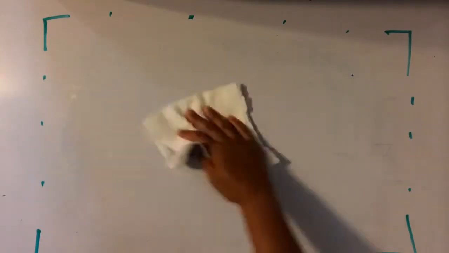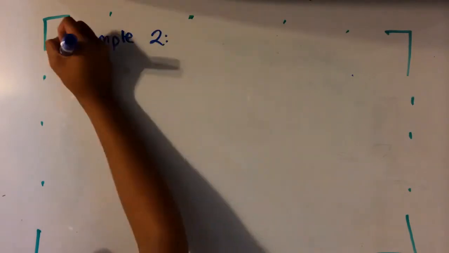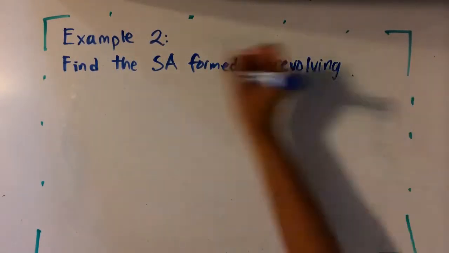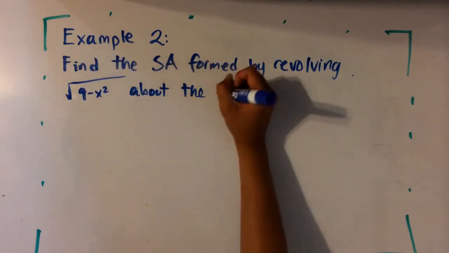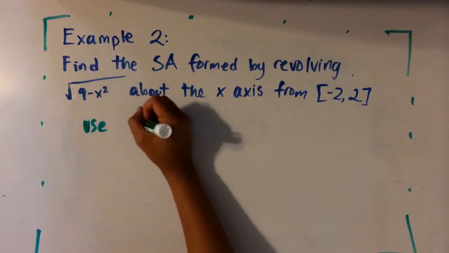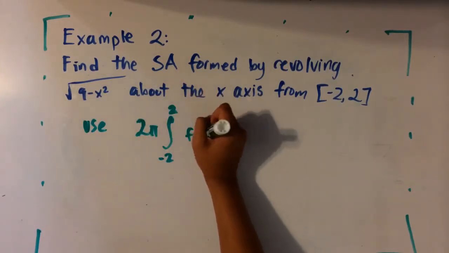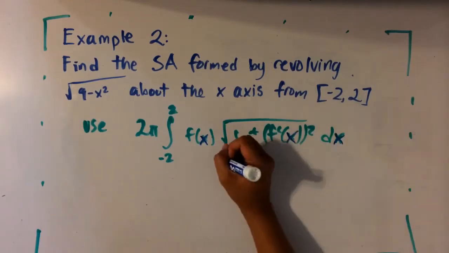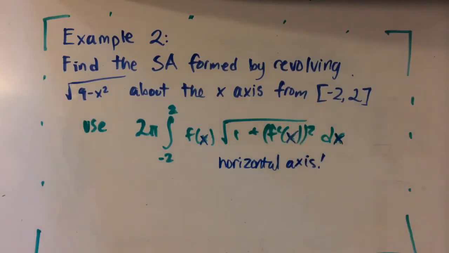Let's go over another example. Example 2. Find the surface area of the solid formed by rotating the square root of 9 minus x squared about the x-axis from negative 2 to 2. Our axis of rotation is still horizontal, so we'll be using the formula 2 pi times the integral from negative 2 to 2 of f of x times the square root of 1 plus f prime of x squared dx.